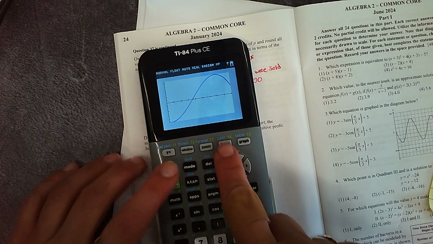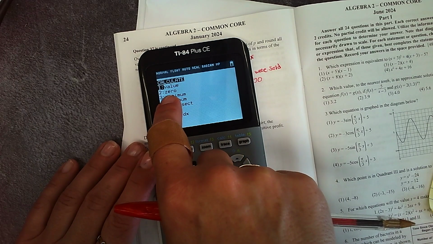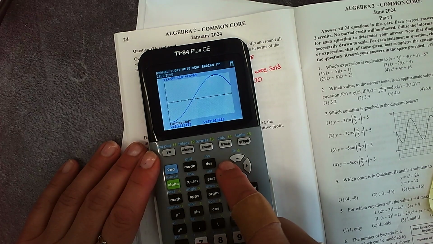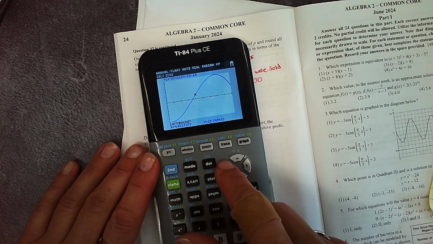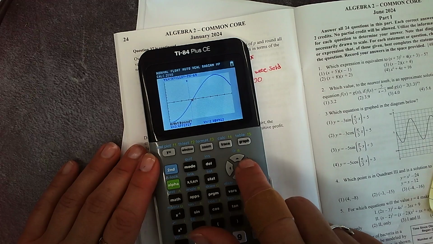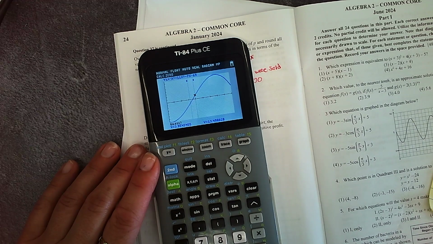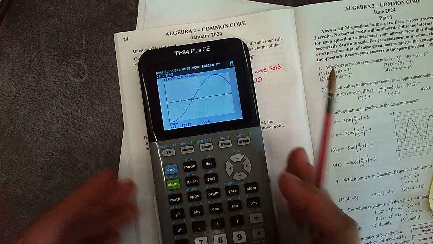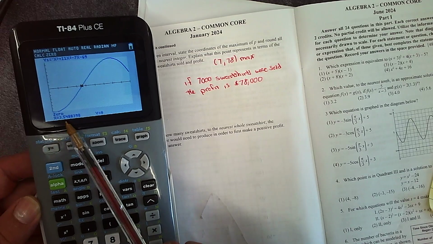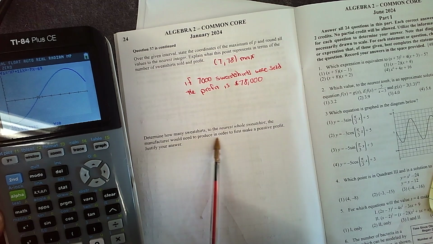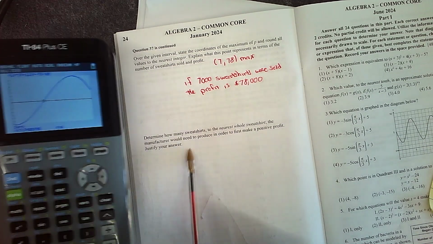So I'm going to do second and go to number 2 for 0. And everybody see where it says left? Okay. I need to be to the left of the number. Go to the right, hit enter. Okay. All right. So let's reread the question. Determine how many sweatshirts to the nearest, so we're going to round that, okay? The manufacturer would need to produce in order to first make a profit. Justify your answer.